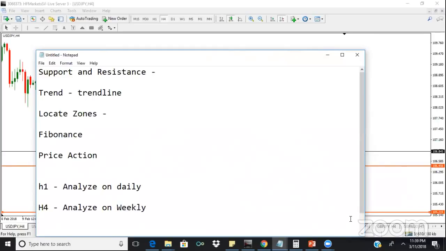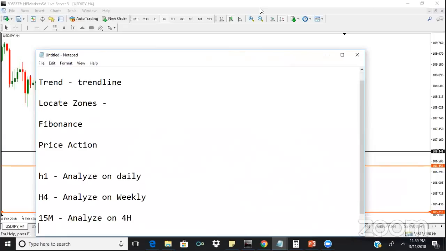If you want to trade on 15 minutes, analyze on 4 hours. Okay, if this is clear, type in 5. Fantastic. So where you're analyzing is different from where you're going to be trading.